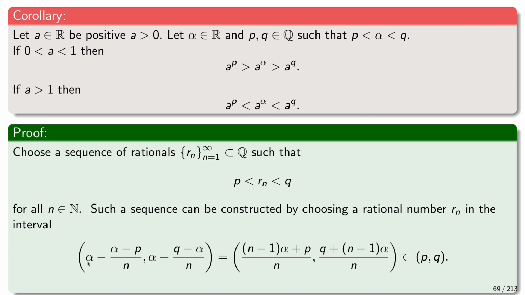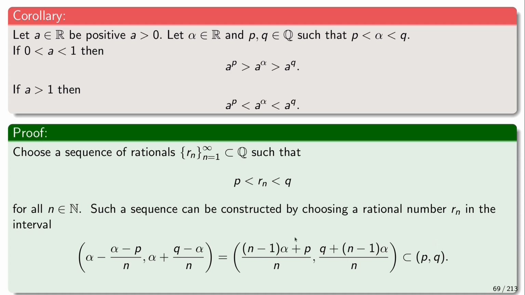we take this alpha-centered, so to say, interval. Here you take the distance from alpha to p, divide it by n, and then subtract this from alpha. This is one end of the interval, and the other end of the interval is going to be: you take alpha, and then you take the distance from q to alpha and divide this by n. And so at each step we're going to choose the sequence of rationals in this interval.